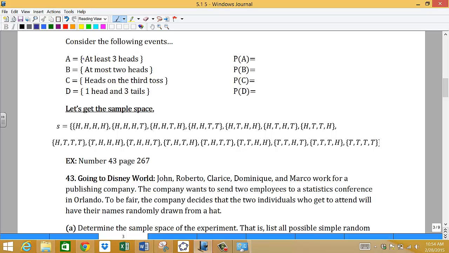Let's answer the first one here, at least 3 heads. At least 3 means 3 or 4, and I'll put a little red star beside each one. This one is at least 3 heads, this one is, this one is, this one is not, this one is. And I believe that's all. So 1, 2, 3, 4, 5. The probability here would be 5 out of 16, because there's a total of 16 elements in the sample space.